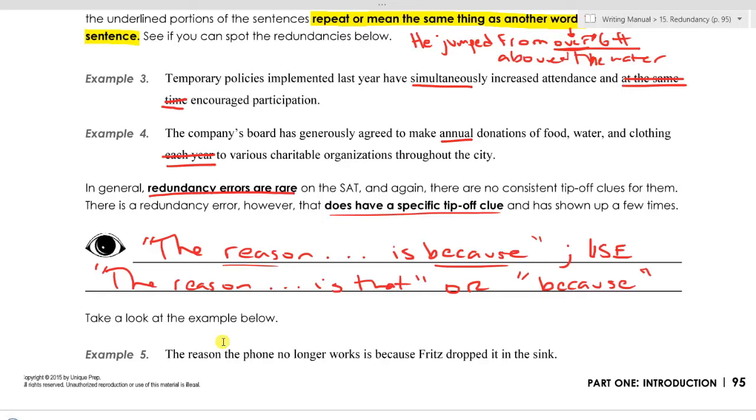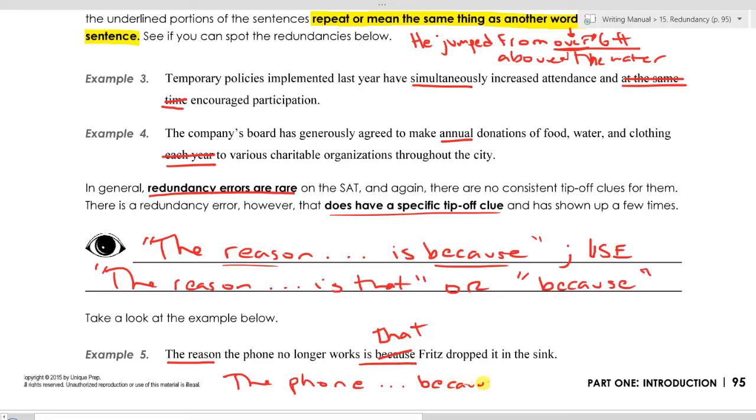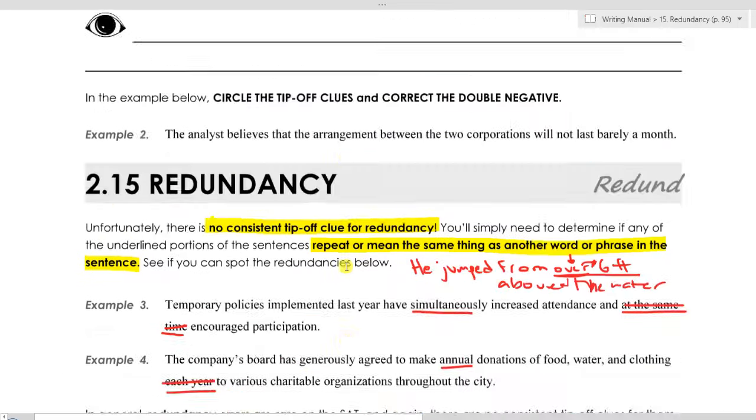So in example 5, we have: the reason the phone no longer works is because Fritz dropped it in the sink. Stupid Fritz. So the reason is because, remember, that's our redundancy here. That's the specific tip-off clue. What we can do is we can either change the because to that, or alternately we can say the phone no longer works because Fritz dropped it in the sink. So we can just use because. We would have to get rid of that is if we were making this second change, but that change is perfectly fine. That is it for redundancy.